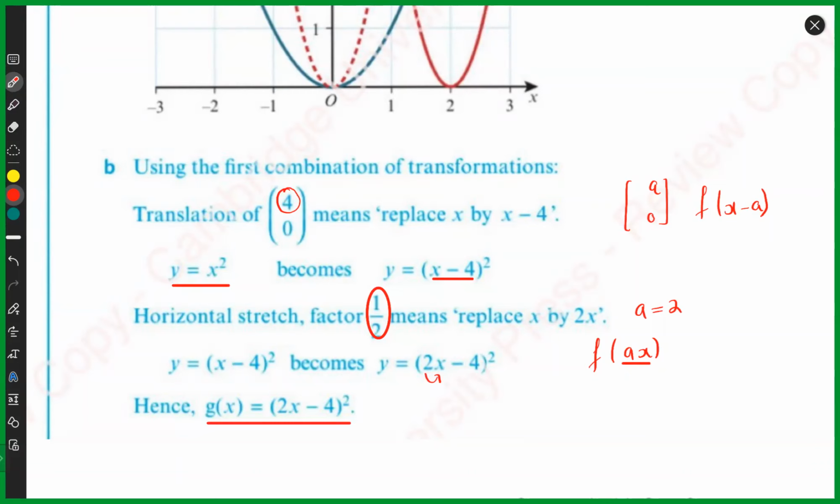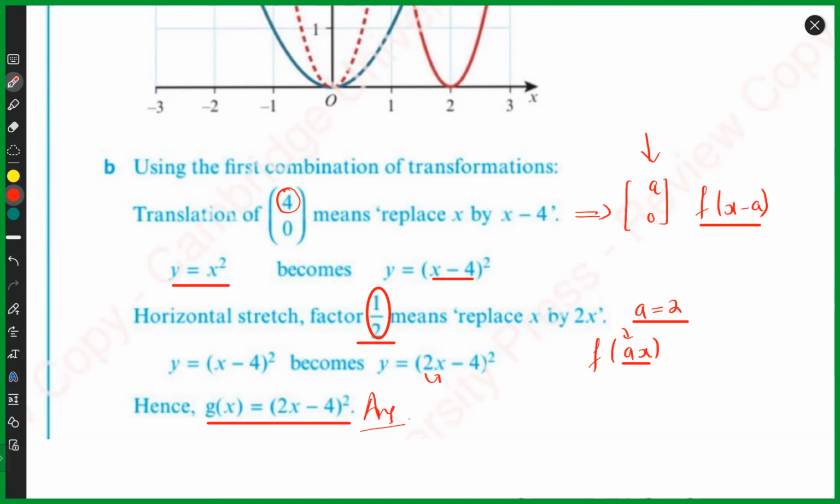Okay, so this was basically the rule that if this is your translation vector, this would be the change on the function. And if a was equal to 2, a was basically this number. The stretch factor used to be 1 by a, that is 1 by 2. But actually, we won't be multiplying 1 by 2 with x. We would be multiplying a by x, and a was basically 2, right? So this is going to be the equation for g of x. Yes. Is it okay?